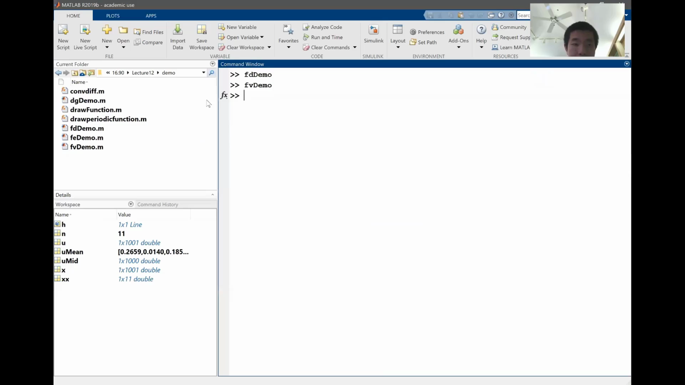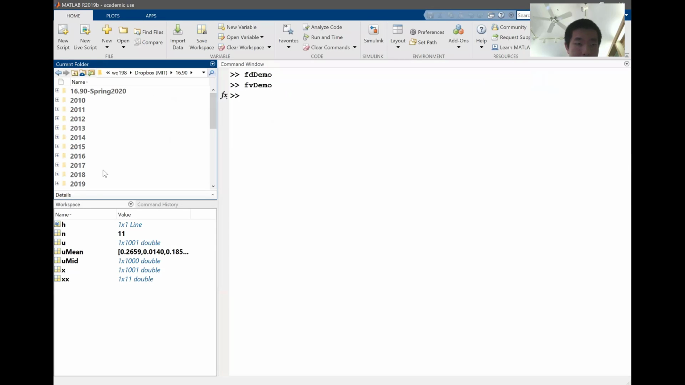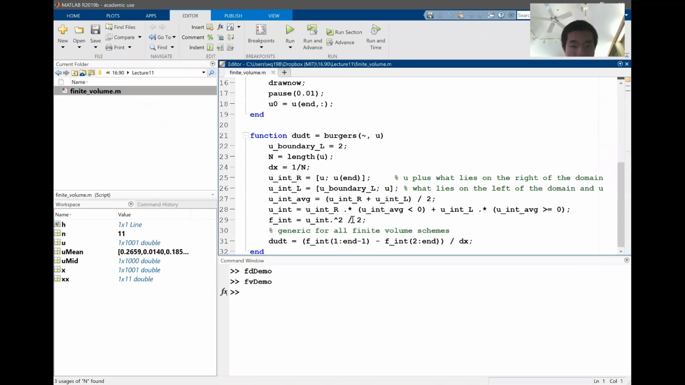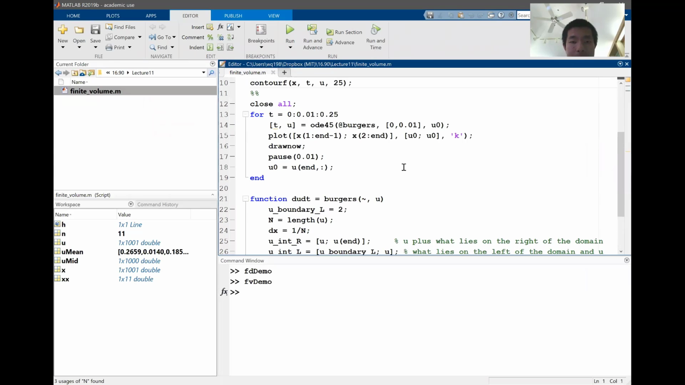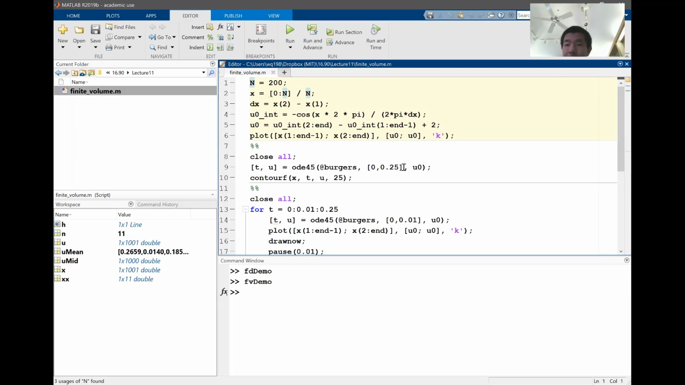So again, let's go to our previous lecture, where we have a finite volume demo. We coded up this finite volume solution. Just as a reminder, we set the number of grid points to 200, and our x, the grid points that separate these 200 volumes, is going to be 201 grid points. We computed our delta x, and we had an initial solution.